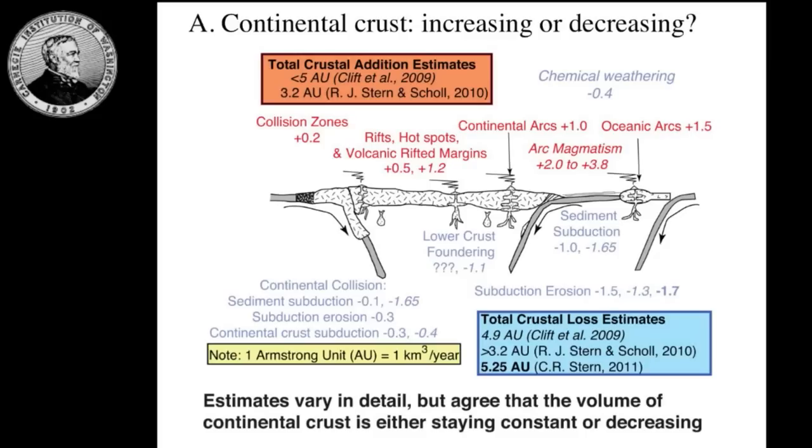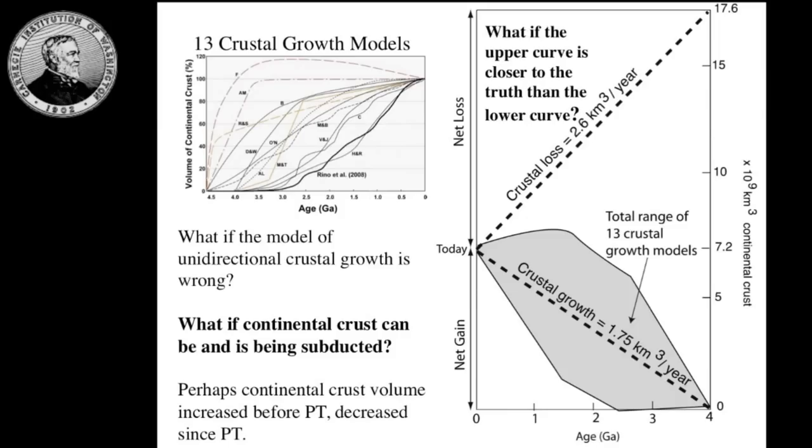If we take the various estimates that we can come up with, then we see that total crustal additions, according to these two studies, are somewhere between 3 and 5 AU, where an AU is an Armstrong unit, a cubic kilometer per year, and the total destruction is greater, from 3 to over 5. So these estimates vary in detail, but they agree that the volume of the continental crust today is either staying constant or decreasing. Now this collides a bit with the favored models.